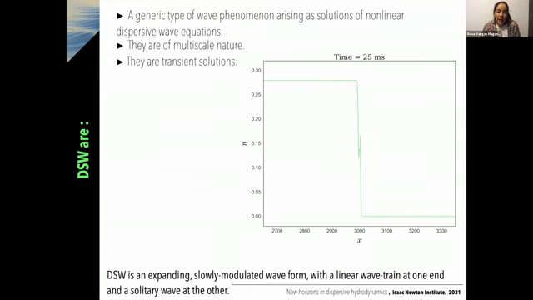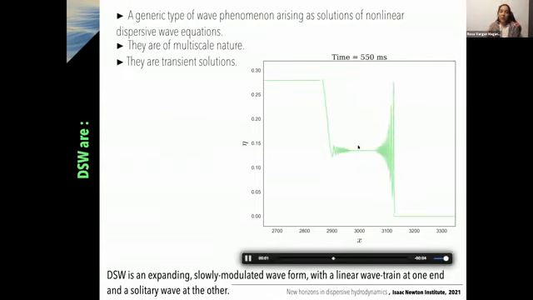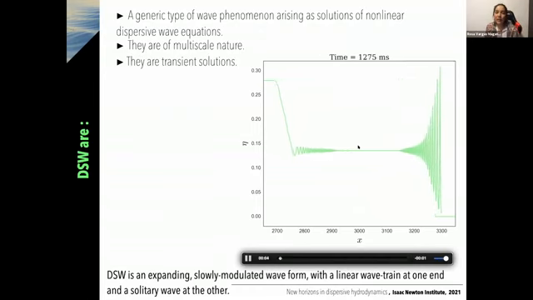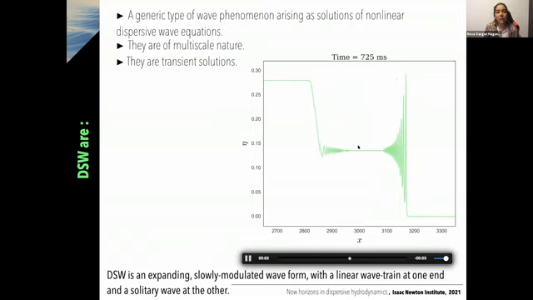A dispersive shock wave is a coherent, unsteady solution that every nonlinear dispersive wave equation has, and they are of multiple scale nature, and they are transient solutions. So dispersive shock waves are alive. That's why I wanted to show this video that we generated with real numerical data that we obtained with the Whitham-Boussinesq model that we study in this work.